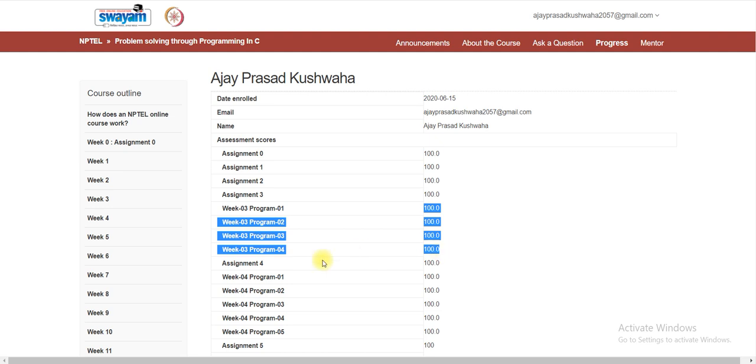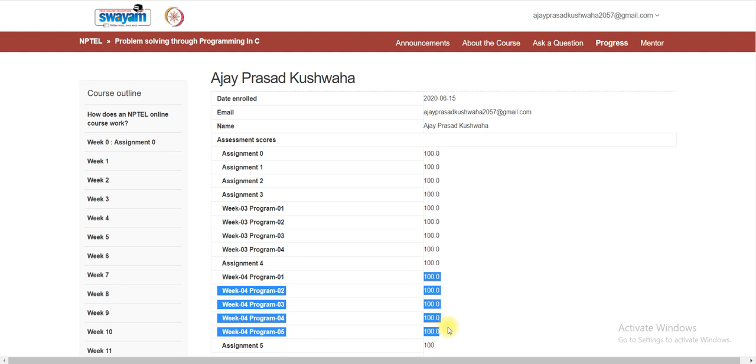Am I clear? Okay. Now coming to week 4, the quiz assignment score is 100, and then NPTEL will apply the same logic here. NPTEL will calculate the average programming assignment score for week 4. So how many bits are there? 5 bits. So what is the sum of the score? The sum of the score here is 500. If you have skipped one, then your sum will be 400 and bits will be 5. So 400 by 5.